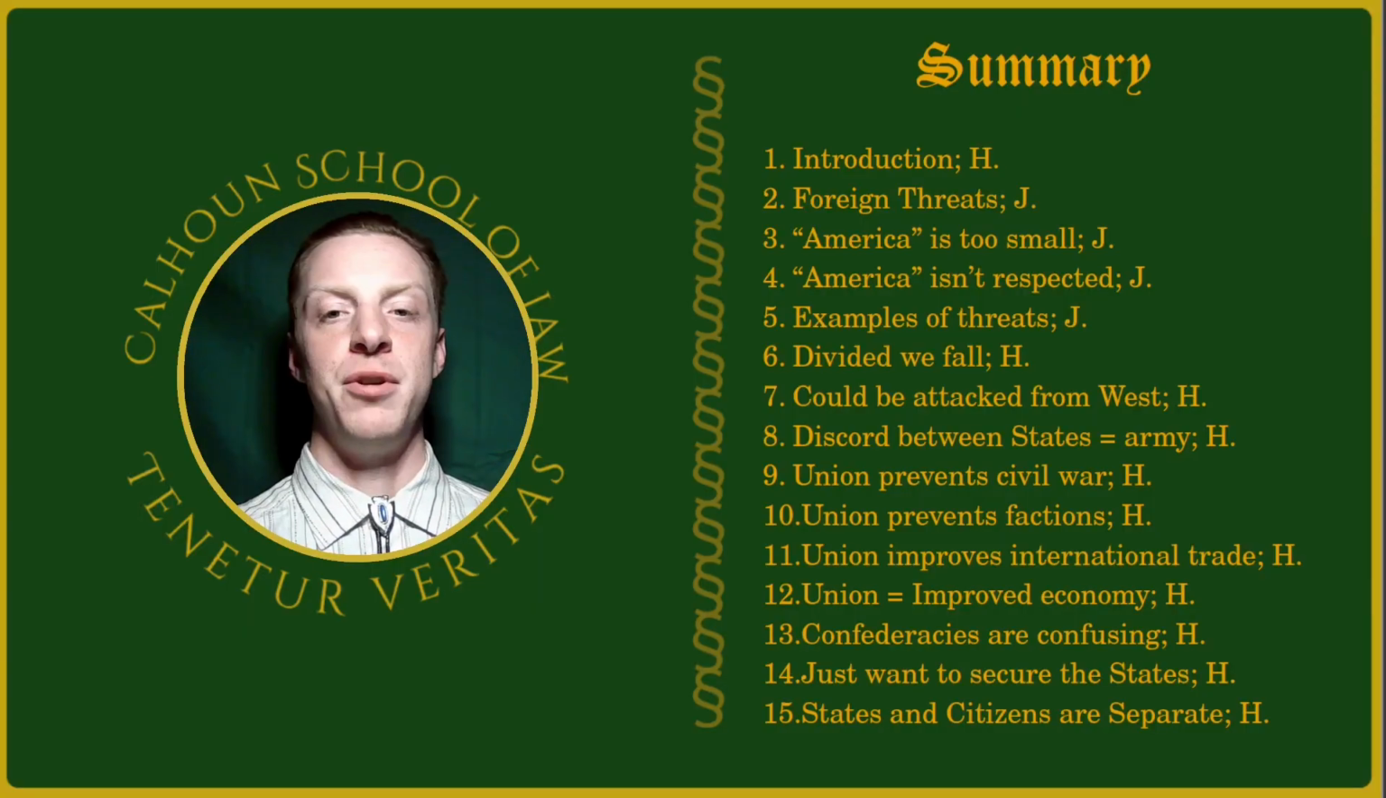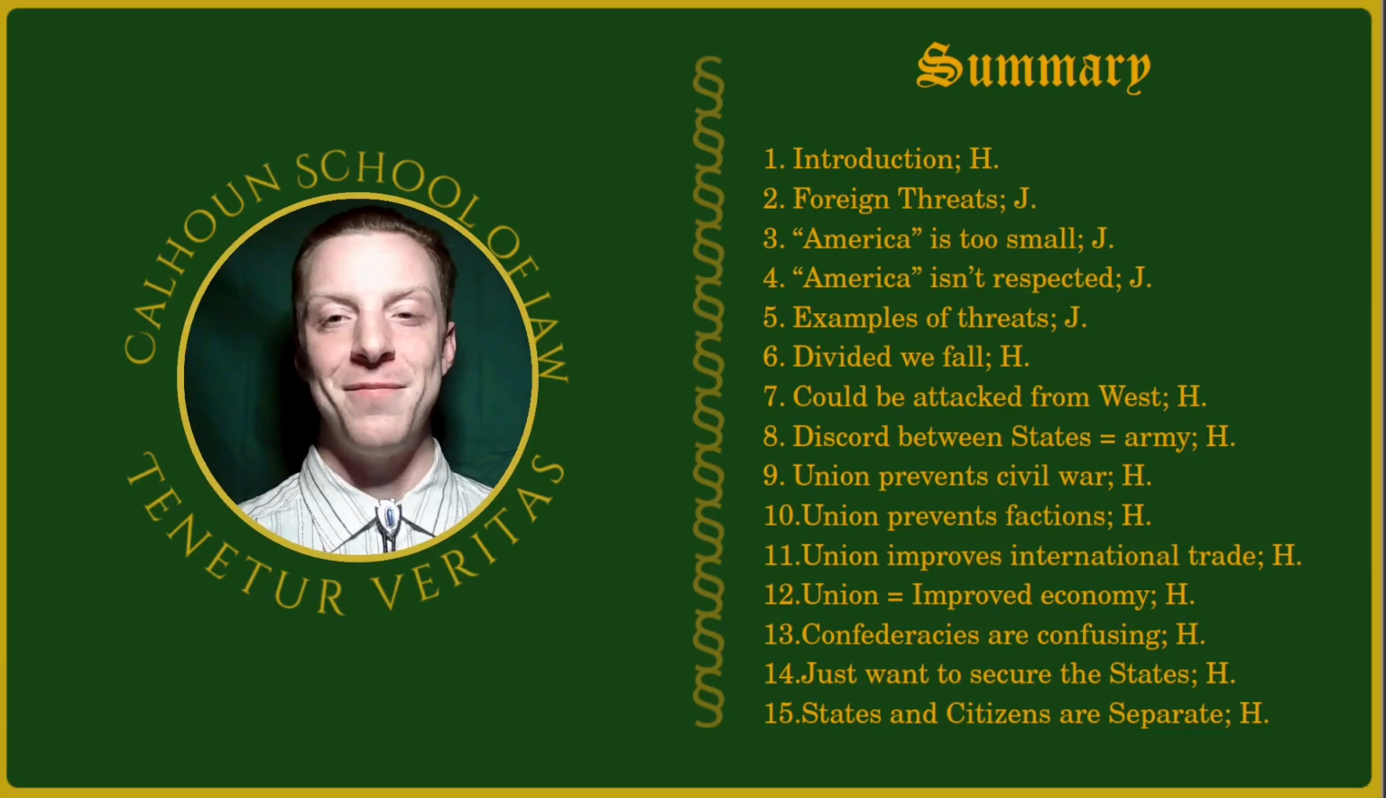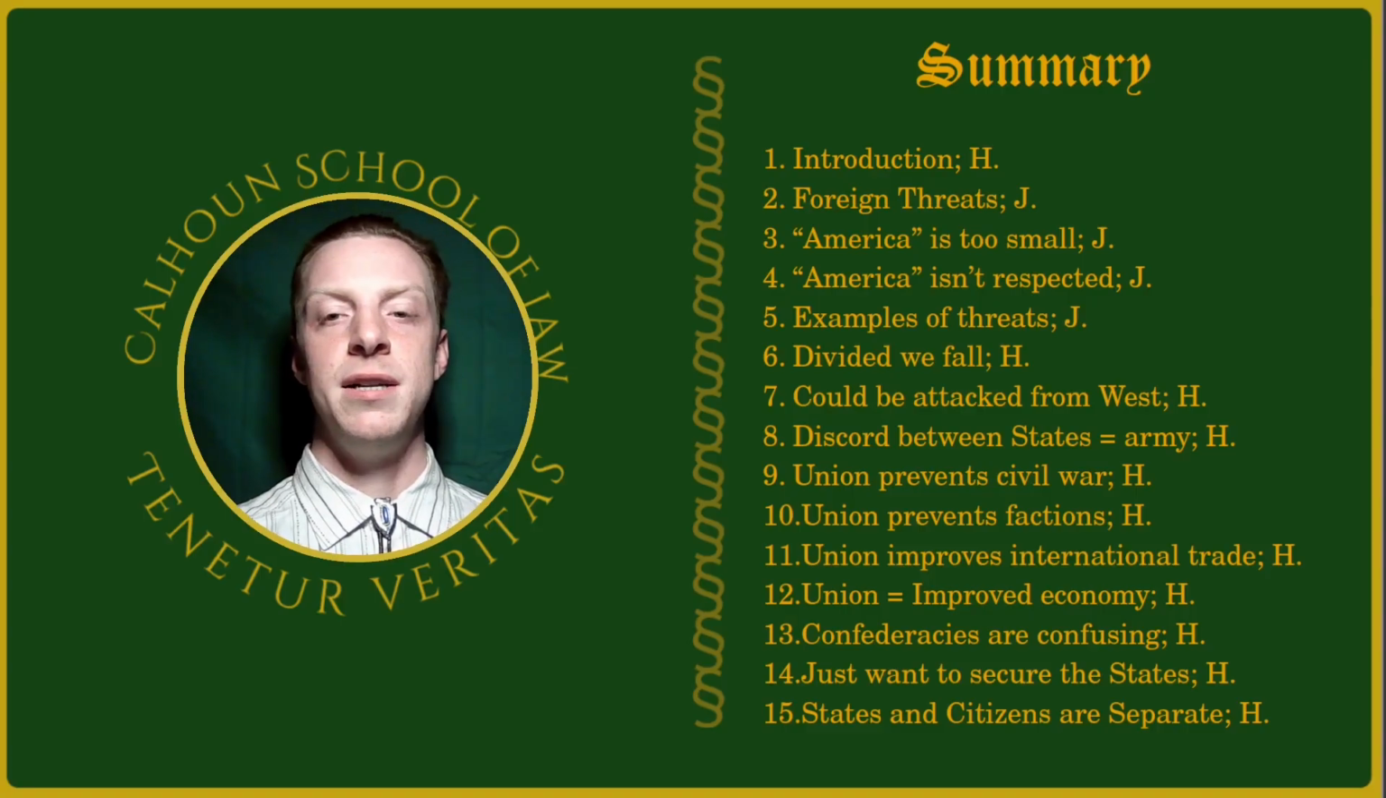Number 7, written by Mr. Hamilton, could be attacked from the west, talking about Western territories. I think it was the Dutch, don't quote me on that. But the Western territories, he was concerned about the American Indians, and then, of course, the settlers to the west.